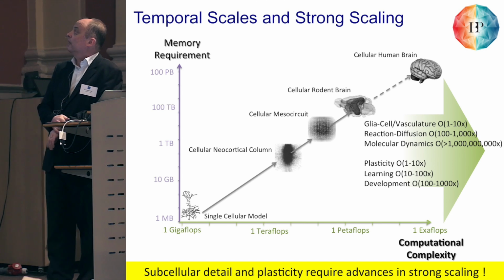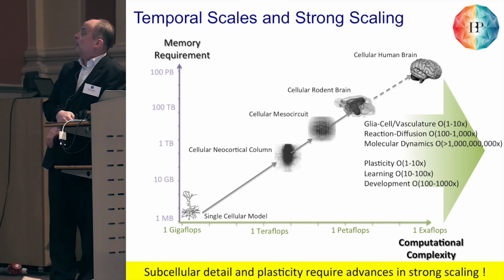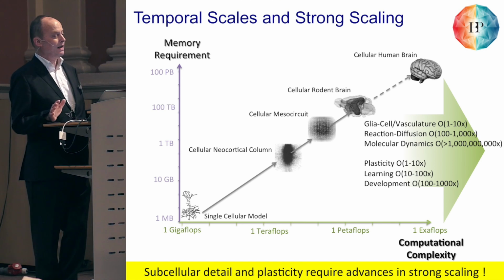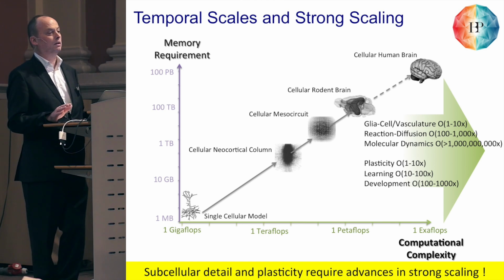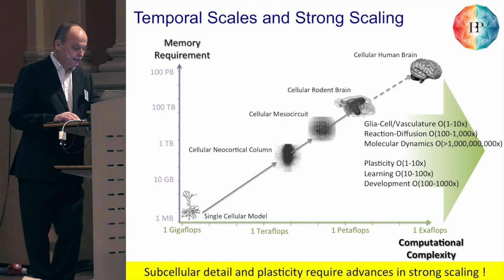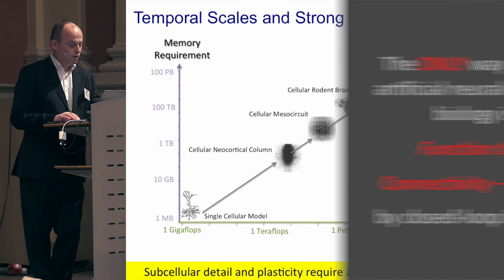Maybe there are other approaches like multi-scale that can help you. But I'm more interested in the bottom 3 things, plasticity, learning, and development, which means beyond exaflop, you need another factor of at least 10, maybe up to 1,000. And that's just not available. I mean, there will be no 1,000 exaflop machines anytime soon. And what we need, that's my claim, for subcellular detail and maybe more interesting, plasticity, requires advances in strong scaling. It means just fundamentally new computing approaches.